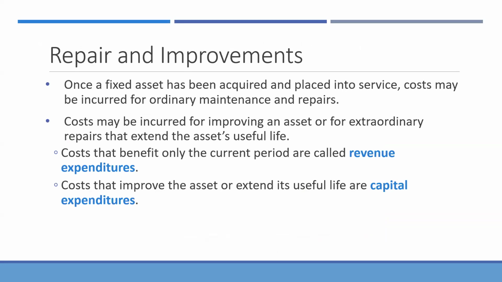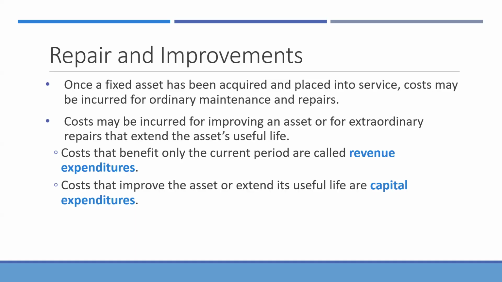And then once a fixed asset has been acquired and placed into service, costs may be incurred for ordinary repairs and maintenance. A cost that benefits only the current period is called a revenue expenditure. A cost that improves the asset for its extended useful life is a capital expenditure. Purchasing the asset initially would be a capital expenditure. People are always talking about their CapEx this year, that means capital expenditures, and it's the investments in property, plant, and equipment for the future.